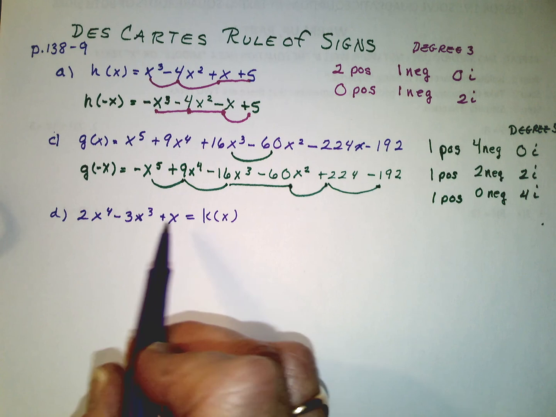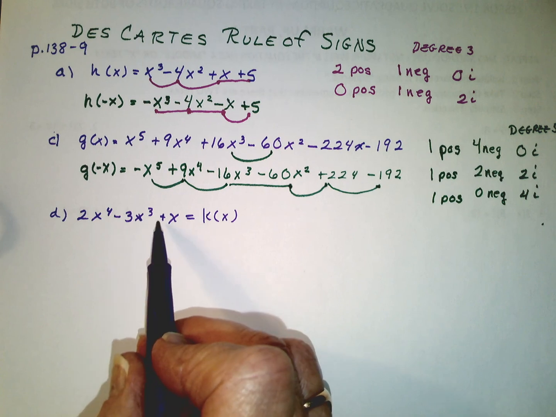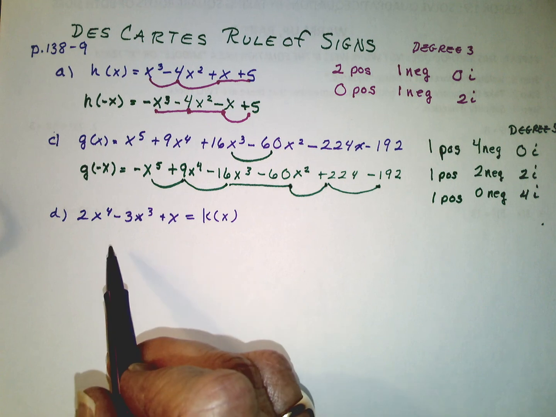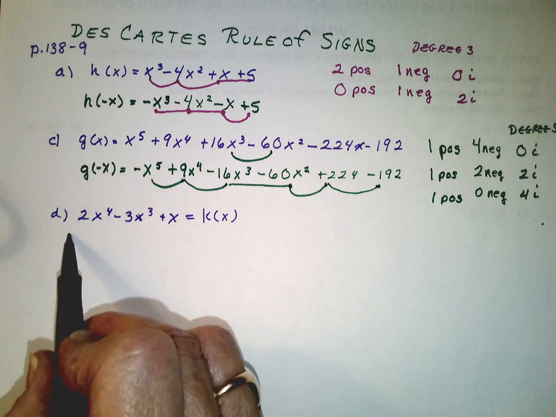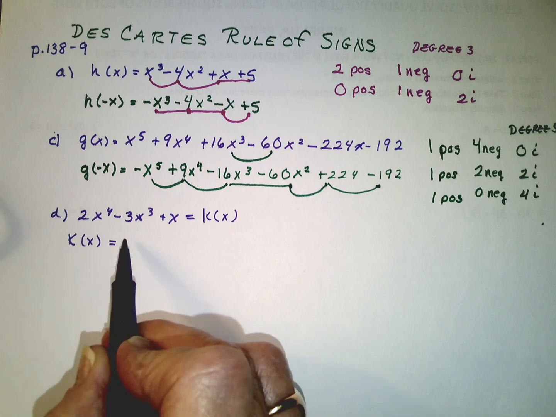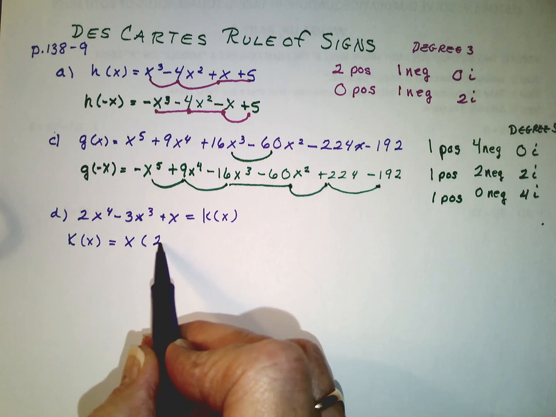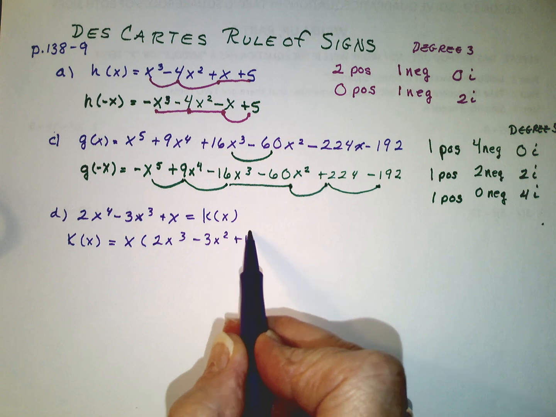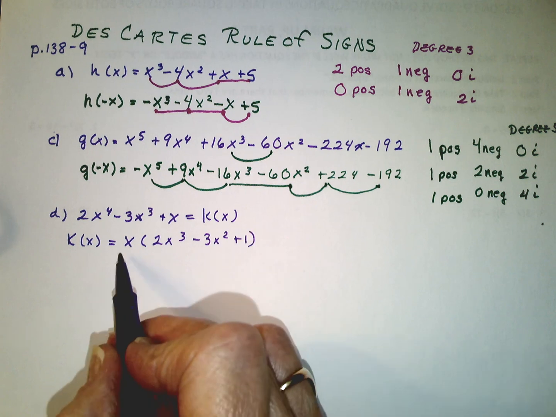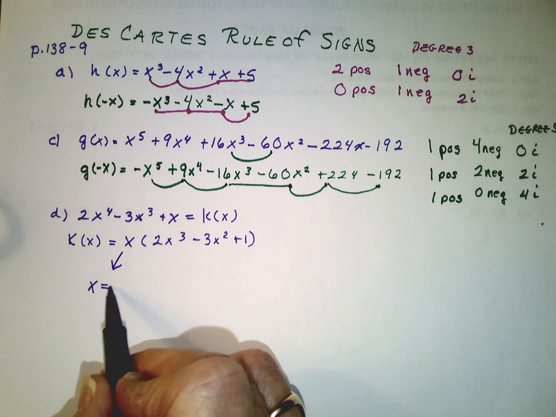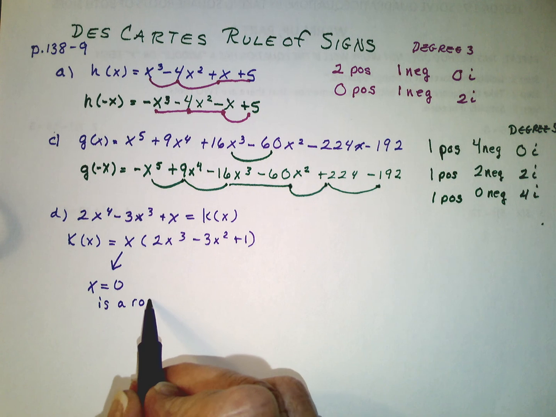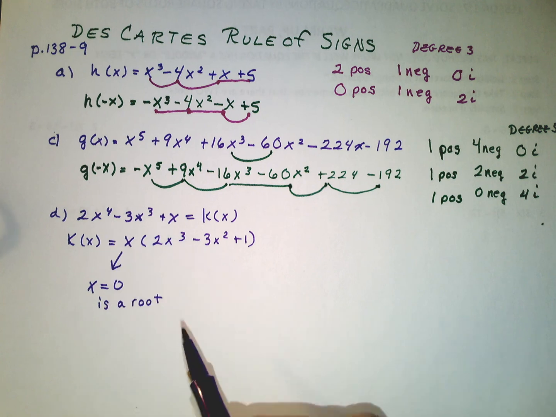And it is in descending powers. It's missing a place here or 2, which is okay. But it has a greatest common factor, and we need to pull that out first. So K of X is x times (2x to the third minus 3x squared plus 1). And we already know that x equals 0 is a root. We have one of our 4 roots already.